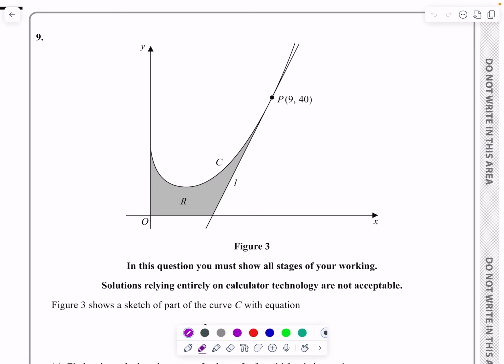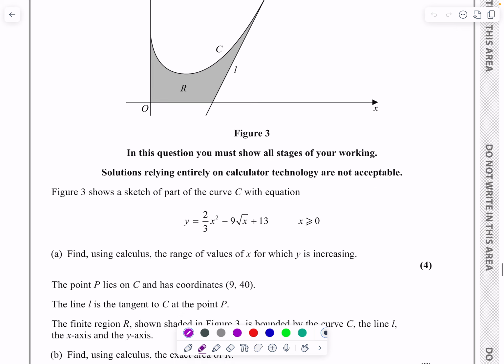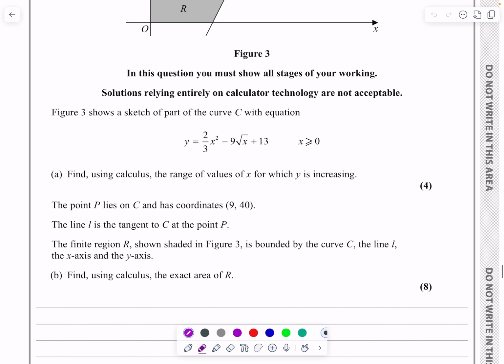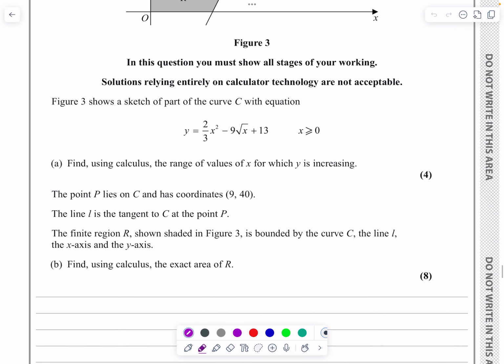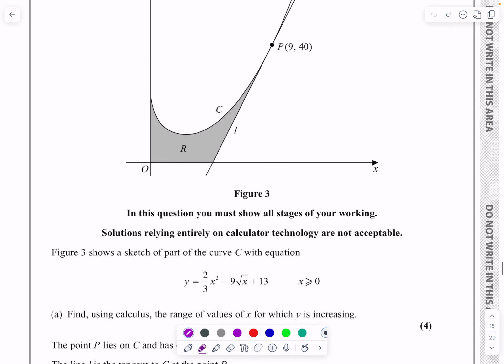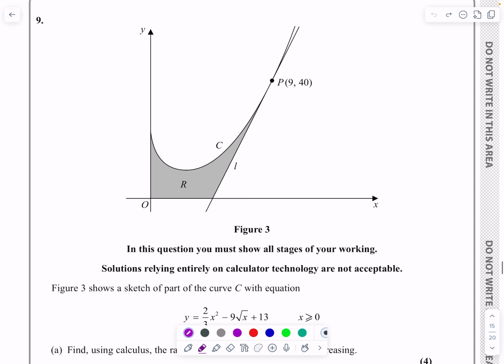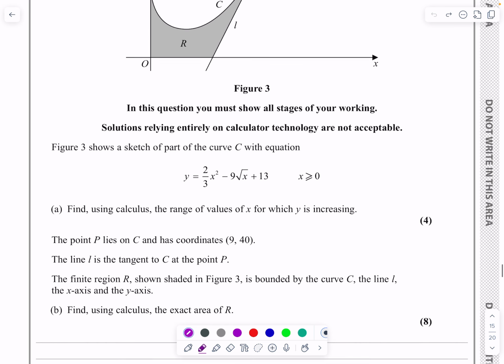Okay, this is the P2 paper from October 2023. It's question number 9. This question involves some differentiation. We're going to be finding an increasing function, and also then we're going to do integration. We're going to find this region R here, which is obviously going to be the area under a curve. So let's have a look at the first part.